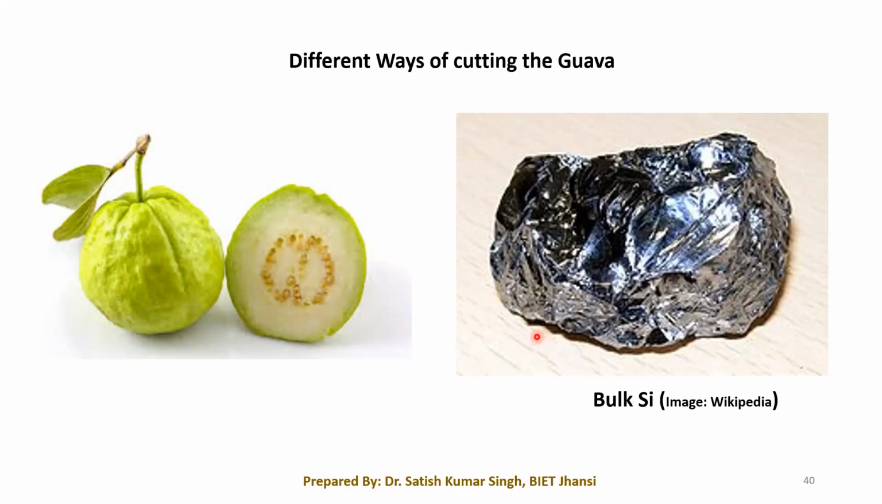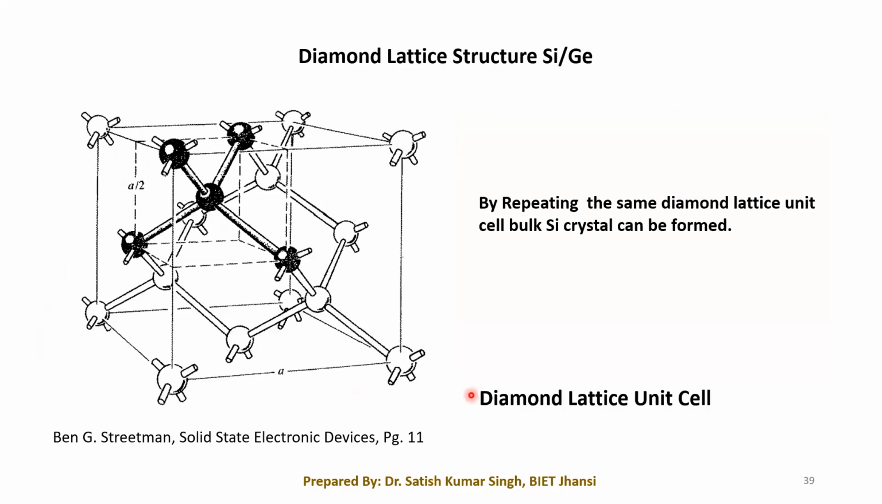Okay, so basically we want to know if we cut this, what will be the property of the surface? That is what we want to investigate. As I told you, this whole bulk silicon crystal comprises this type of diamond lattice unit cell, and it keeps repeating within the material. So we can explain just by considering this shape only.